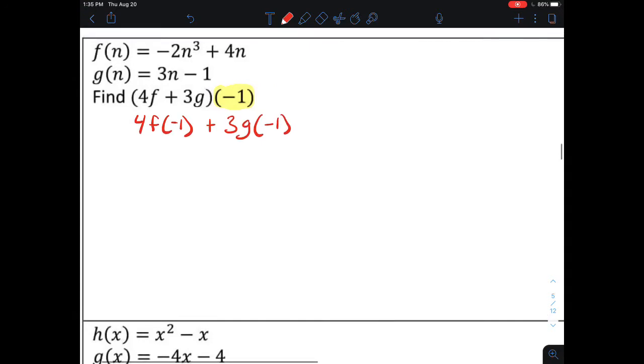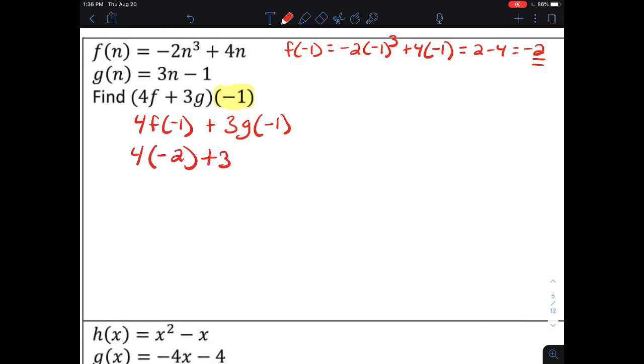So I need to find those values for f of negative 1 and g of negative 1. So f of negative 1, I put negative 1 where the x's are. And now that I put negative 1 where the x's are, I evaluate this problem. That's going to give me 2 minus 4, negative 2. So f of negative 1 is equal to negative 2. I'll go ahead and change that out. So it would be 4 times negative 2 plus 3 times whatever g of negative 1 is.